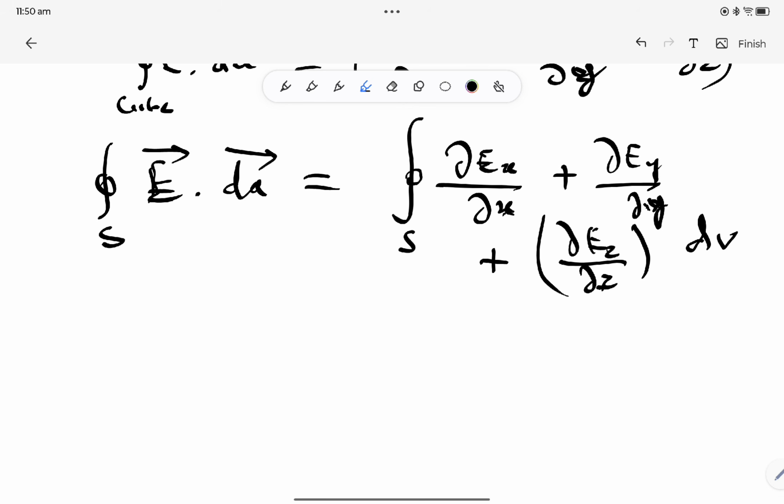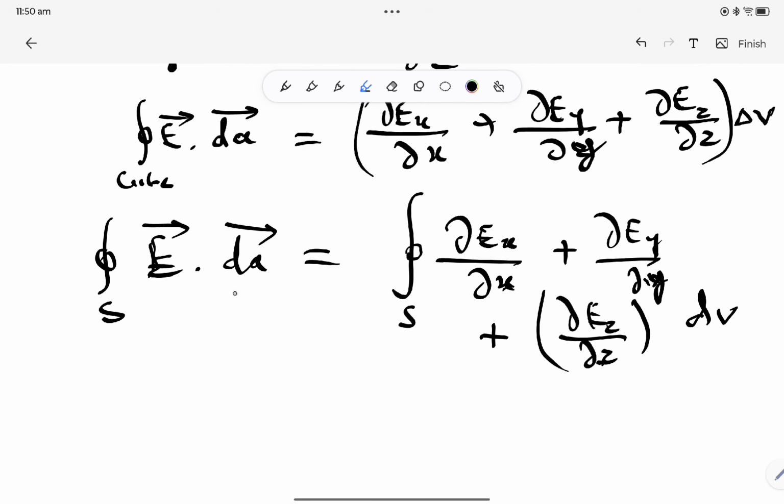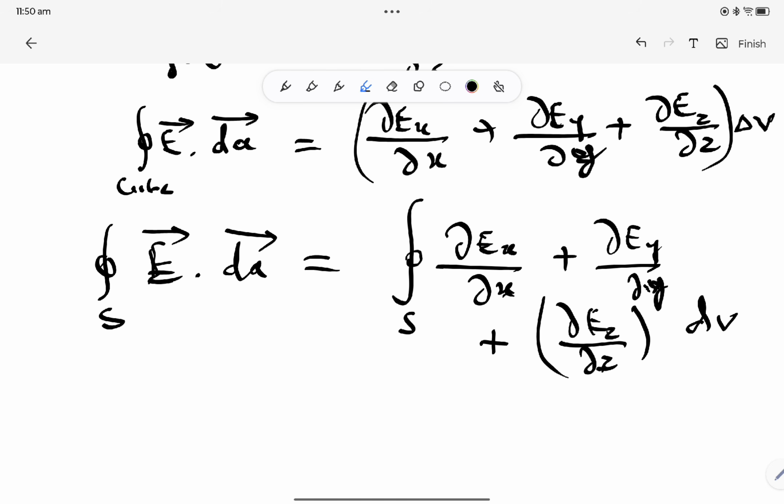So this is a very important relation between electric flux and divergence. Look at this relation. There is one thing that I must correct here: you have to write it as volume, because you are now taking this volume as your variable and you are integrating over volume. This is a volume integral. This is a surface integral.